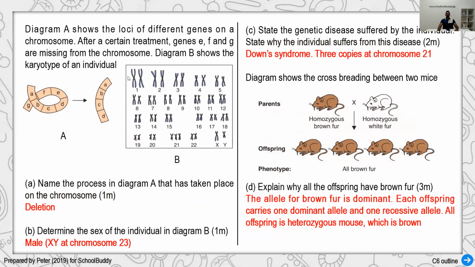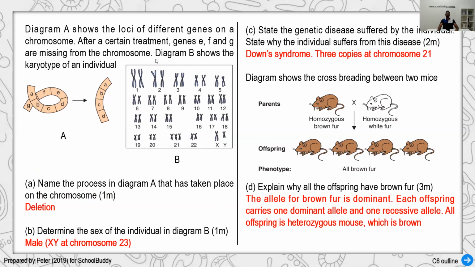So this is a question about how the process of mutation takes place. In this case, we have A, B, C, D, E, F, G, a chromosome part. And later in this chromosome part, we only have A, B, C, D. E, F, G are missing. So in this case, something has taken place. A deletion has taken place. All of E, F, G have been deleted.